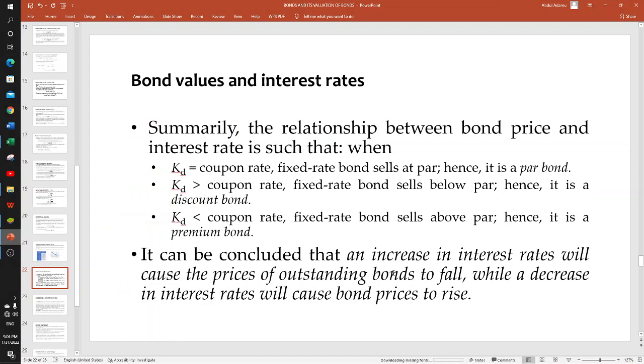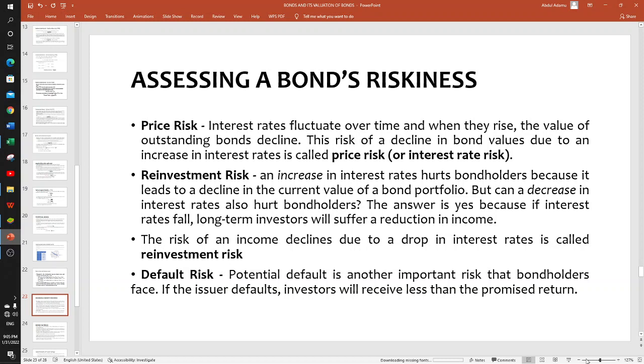So it can be concluded that an increase in interest rate will cause the price of an outstanding bond to fall, while a decrease in interest rate will cause the bond price to rise. This is very, very important to understanding the relationship. So let's look at the riskiness of a bond. So we have three types of risk. We have different types of risk with bonds.